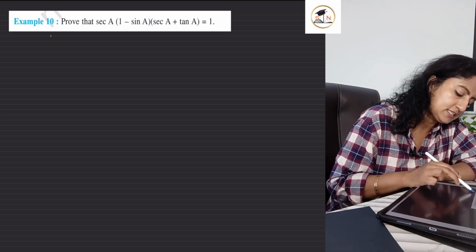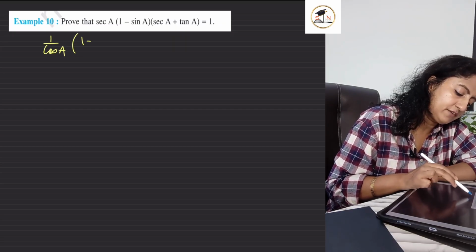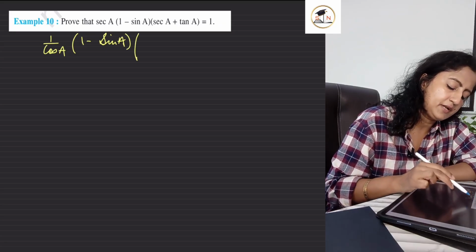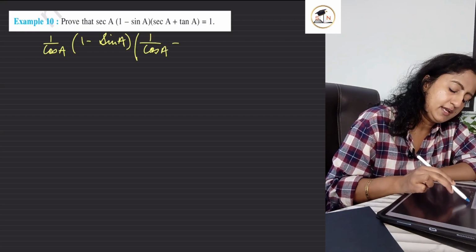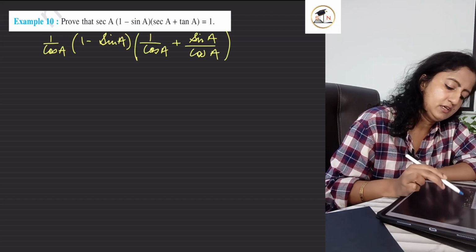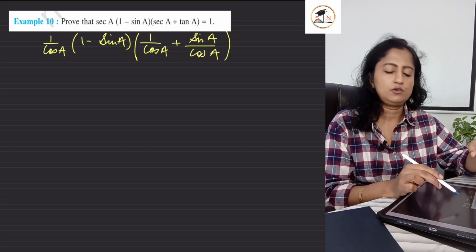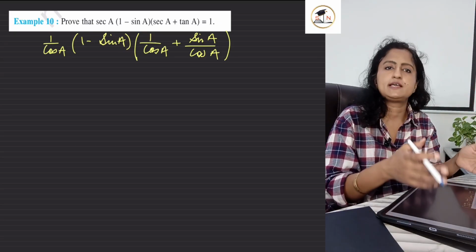Sec can be written as 1 by cos A. In the bracket, we will leave 1 minus sine A as it is. In the second bracket, again sec A, which is 1 by cos A, and tan can be written as sine A by cos A. Now I'm proving it. I'm not going to bring both the sides together. I'm just solving LHS as of now.